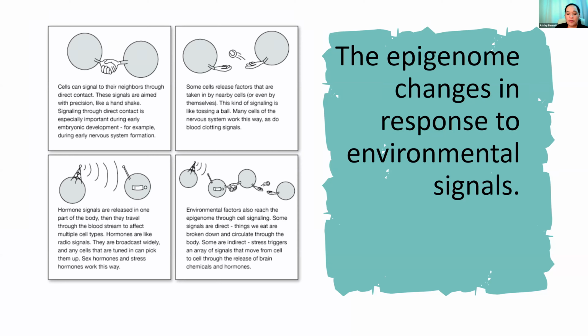But remember, signals can come from everywhere. It could be the cell right next to it. It could be even within the cell. It can be hormones from across the body. And it can be environmental signals as well. And there's no hierarchy of importance. They all play a role in shaping the epigenome.